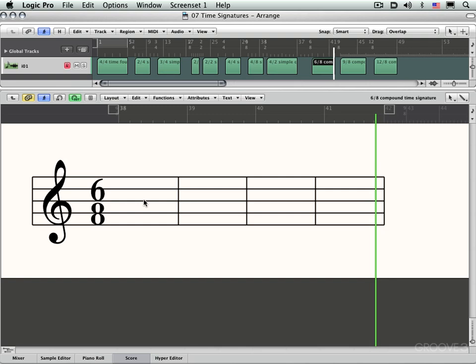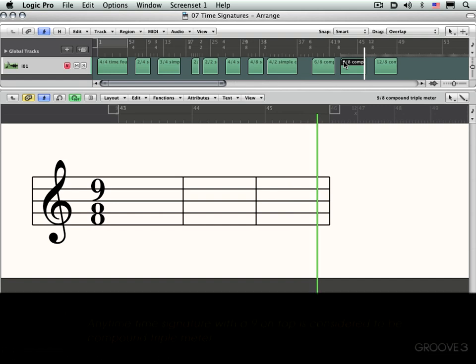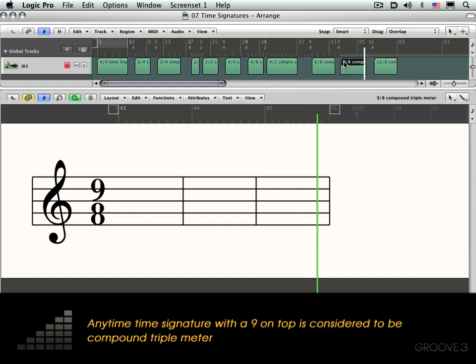Now here's an example of compound triple meter. We have 9/8 time. And it's considered triple because there's 3 pulses in it, each divided by 3 subdivisions. Let's listen to this. 1, 2, 3, 4, 5, 6, 7, 8, 9. So 3 strong pulses. Since each strong pulse is comprised of 3 divisions, the meter is compound, and any time signature with a 9 on top is considered to be compound triple meter.